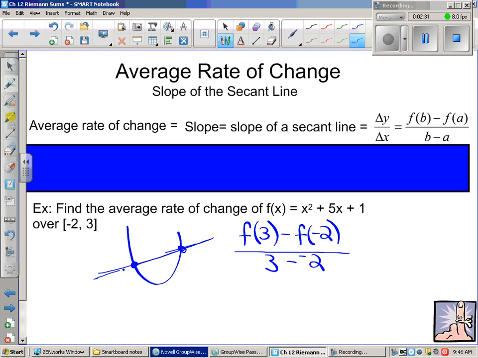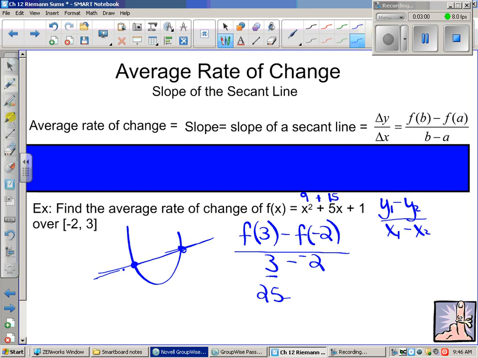Now when your middle school teachers taught you about this, they probably used things like y1, y2, and x1 and x2, or vice versa. And the idea here is that you keep the order. Notice I have f of 3 and then I have the x value that corresponds to that. So how do I find what f of 3 is? Right, we plug it in. So I would have 9 plus 15, which is 24, plus 1. So I'd have 25 minus.